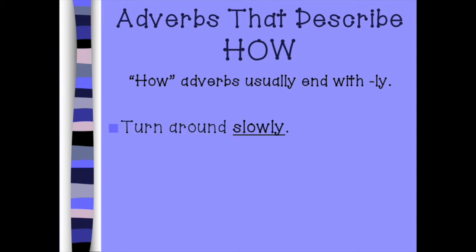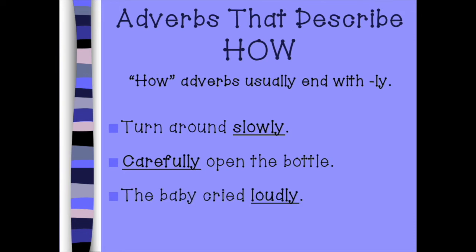Turn around slowly. How should you turn? Slowly. Carefully open the bottle. How does it open? Carefully. The baby cried loudly. How did it cry? Loudly. Do you see how all of those explained with a little extra detail of how something happened? She swiftly ran by me. How did she run? Swiftly.